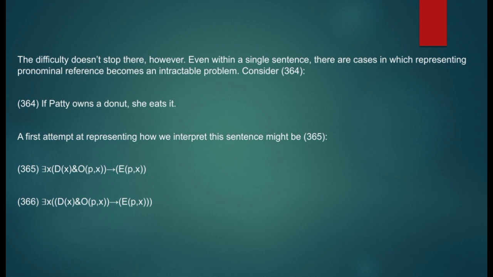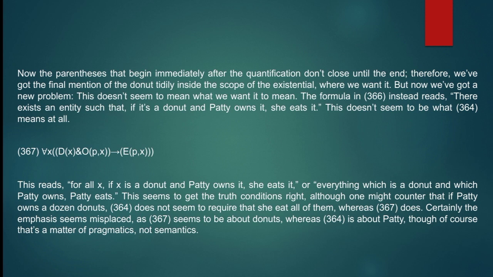So 365 really reads: if there exists some entity such that it's a donut and Patty owns it, then Patty eats it, x. So the last clause is once again an open proposition with x unspecified. So in 366, the parentheses that began immediately after the quantification don't close until the end. Therefore, we've got the final mention of the donut tidily inside the scope of the existential, where we want it.